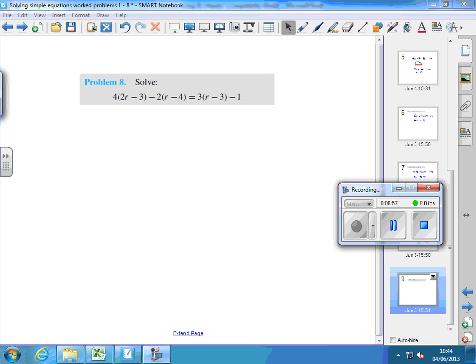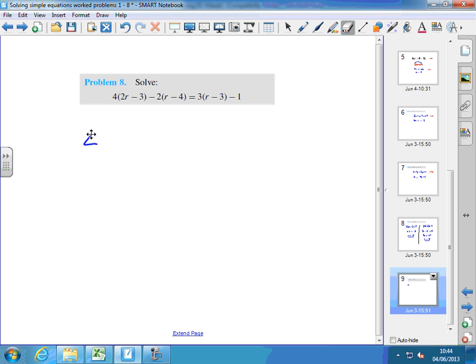In this last example, I would multiply out the brackets this time and then collect together all the like terms. So let's see how we go. Multiplying out the brackets. 4 times 2r is 8r. 4 times minus 3 is minus 12. Minus 2 times r is minus 2r. Minus 2 times minus 4, be careful of this one, minus 2 times minus 4 gives positive 8.